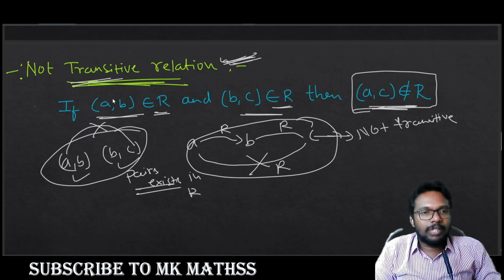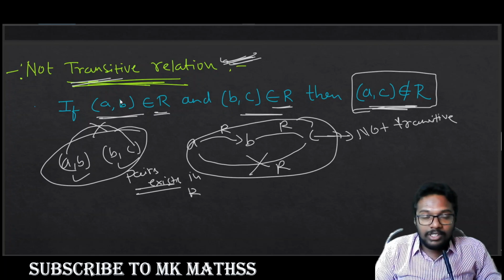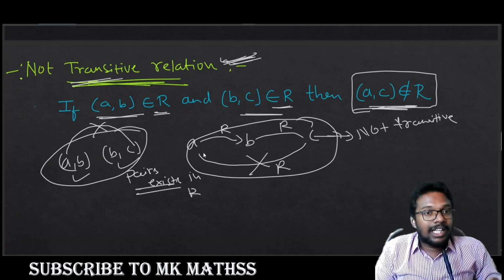Means the ordered pair (a, b) is present in R, the ordered pair (b, c) is also present in R, but the ordered pair (a, c) is not present in R, then we can conclude it is not transitive.